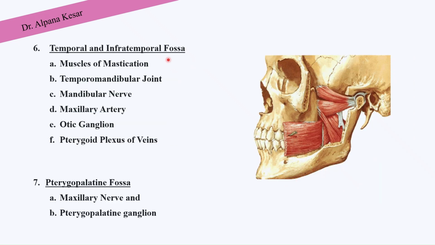The next two chapters are temporal and infratemporal fossa and pterygopalatine fossa. And all the topics that are covered in these two chapters are very important from the exam point of view. The topics that are covered in these two chapters are the muscles of mastication, temporomandibular joint, mandibular nerve, maxillary artery, otic ganglion, and pterygoid plexus of veins. In the pterygopalatine fossa, maxillary nerve and pterygopalatine ganglion are covered.